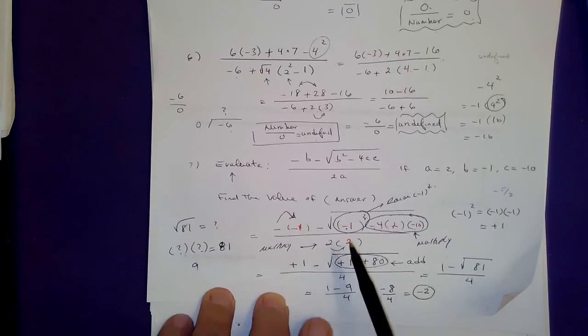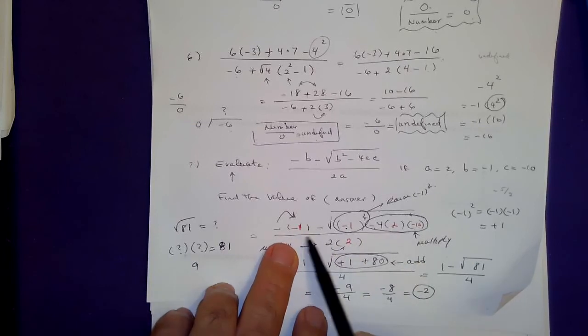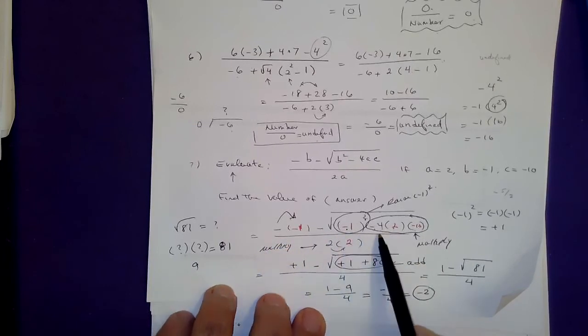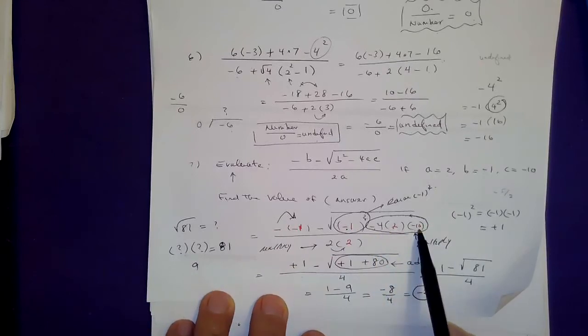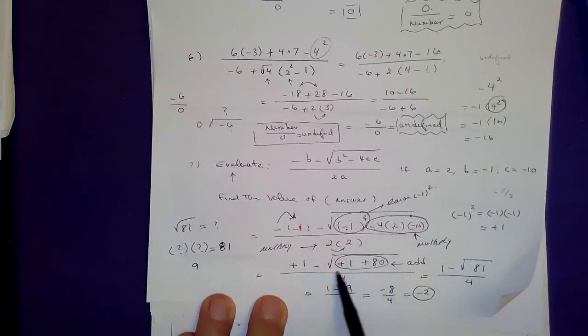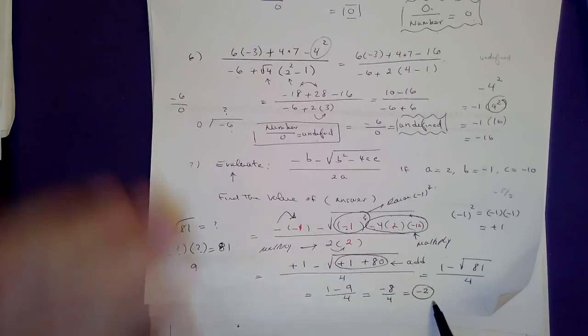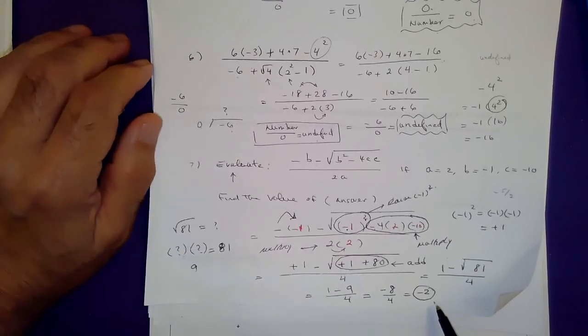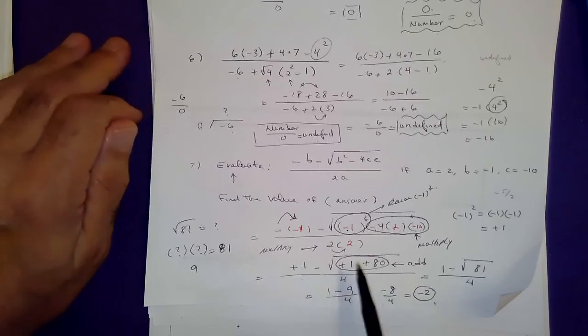So let's just double check. Negative, negative, negative 1, negative 4ac. So that's positive, negative, and that's positive 80. So that's 81. So that's 1 minus the square root of 81, which is 9, over 4. And I got negative 2. Okay, so check that out and make sure I did it okay.